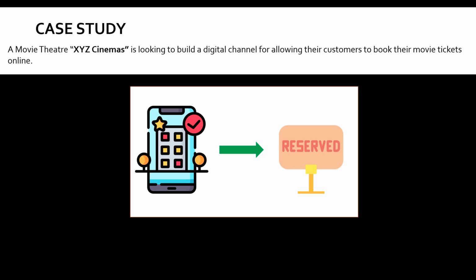To make it easier to grasp the concepts in the answers, we're going to use a case study. In this case study, a movie theater chain called XYZ Cinemas is looking to build a digital channel allowing customers to book their movie tickets online, rather than calling up the customer care or standing in long queues and getting their tickets at the ticket counter. So we are going to use this example case study for answering all the questions.